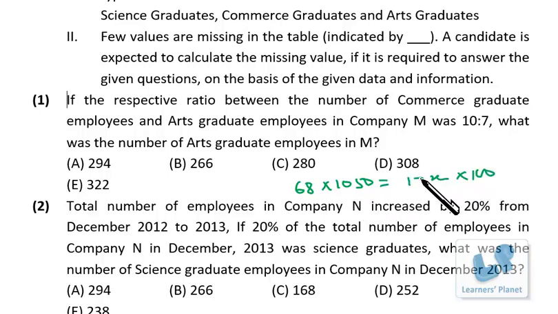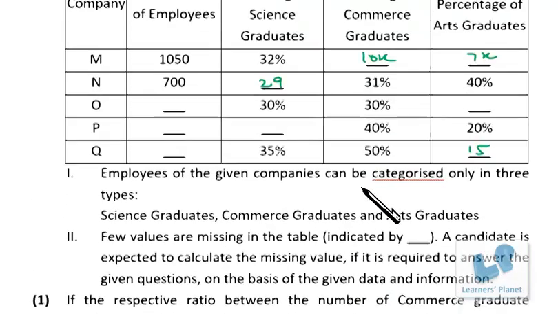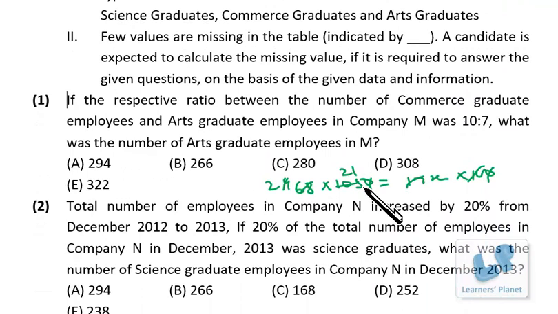Okay. So x will be 42. What we want is 7x. So 42 into 7. So that is, okay.